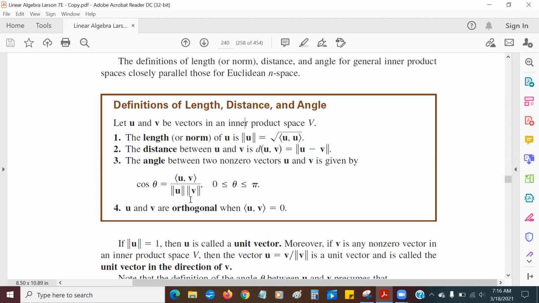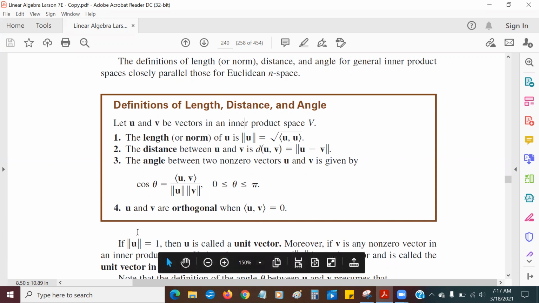Again, I know it sounds like a broken record, but I want to emphasize that. And of course, theta is between 0 and pi. And we're going to have to, well, I'll get to that. Number 4 of our definition is that u and v are orthogonal when not the dot product equals 0, but when the inner product equals 0, whatever that inner product might be.